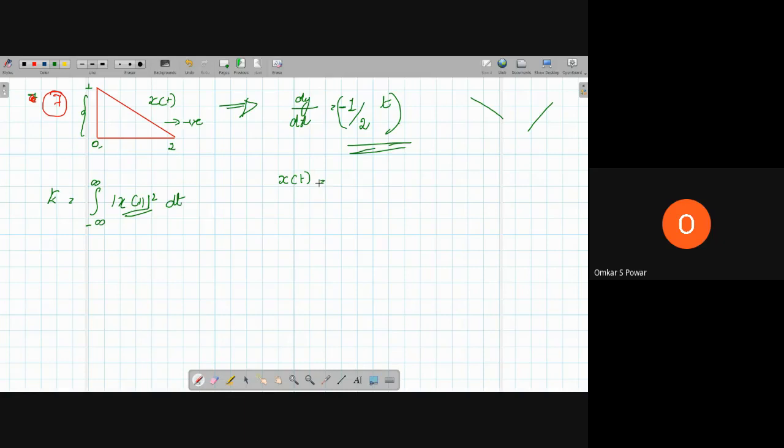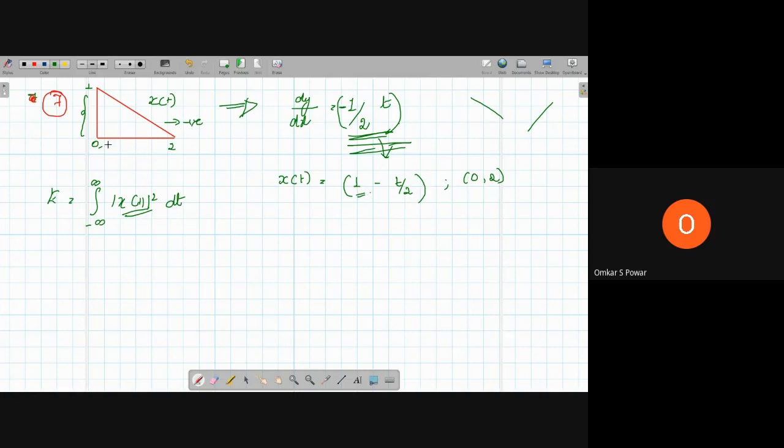So x of t is equal to, from 0 to 2, what is the value? It is 1 minus t by 2. So now this minus t by 2 we have got from this slope. So you may ask me, from where did we get this 1 from?